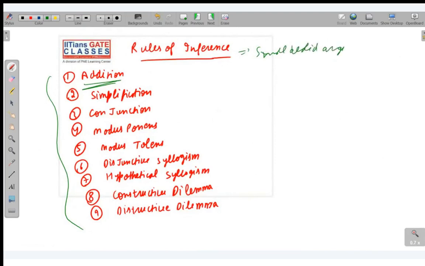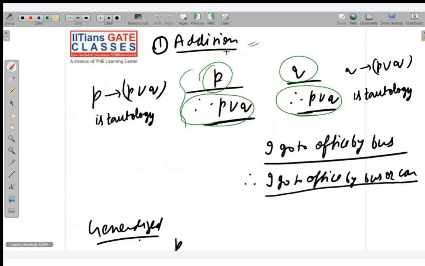So by using these small valid arguments, you will be able to prove big arguments as valid or not. These are just constructing blocks; they will help you to construct a big building. So the addition rule is saying: P therefore P or Q. How will you prove that this argument is valid? You will simply say this is the premise and this is the conclusion.